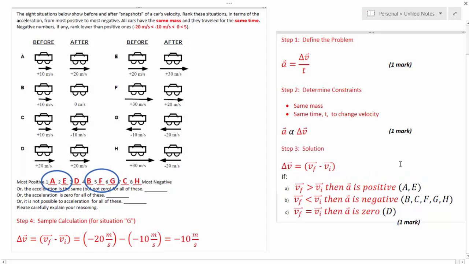So you can see that I've ranked them from the most positive to the most negative, and I've also circled the ones that are tied. So A and E are the same, they're the most positive, but they give the same answer, as are B, F, and G. This will give you the final points for a total of 4, and your ranking assignment is complete.